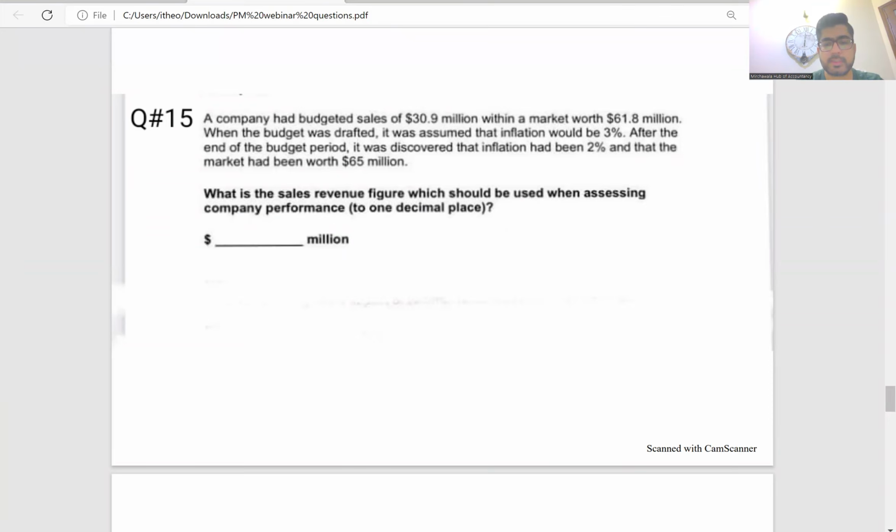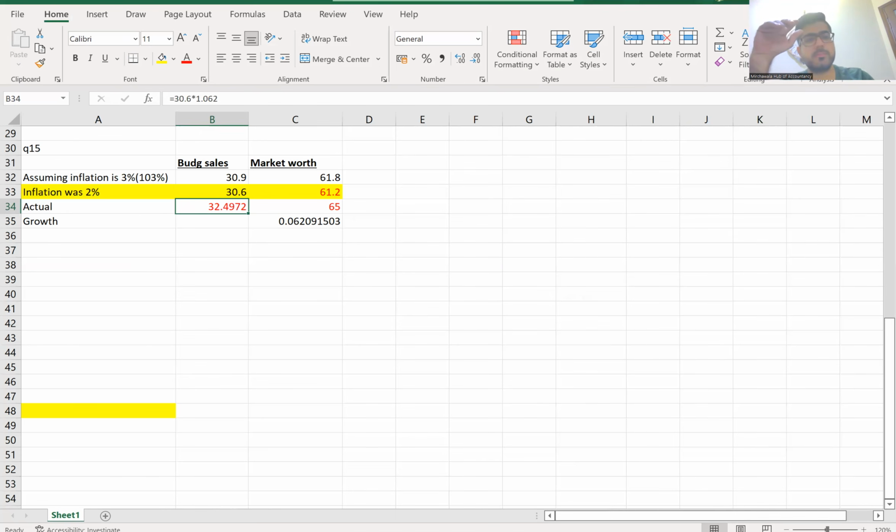Okay, so it's a simple thing that your budget was 30.9 and 61.8 market when it was assuming inflation 3%. So you made a wrong budget. Inflation was 2%. You need to update your budgets, bring it to 2%. 30.6, 61.2. Actually, market was 65. That means market grew by 6.2. So your sales should also grow by 6.2%. You grew it because the market is growing. Your sales should also grow. 32.5 million should be the correct figure. Okay.